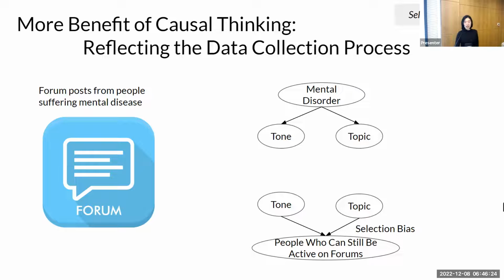So the direct analogy here is that if people want to investigate, for people with mental health conditions, what type of language they tend to use. Let's say people collect forum posts from people suffering from mental disease. Then which one of the causal graphs is more convincing? One could be that the disordered people cause the tone, the topic, maybe different linguistic properties. Or it could be that people who can still be active on forums are already the lighter portion of the mental disease population, and their distribution of language features will be different.